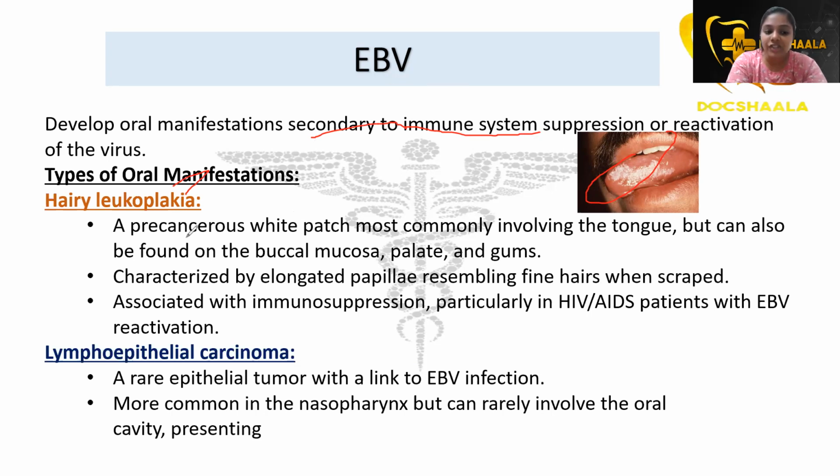So the hairy leukoplakia, which is an important precancerous white patch, most commonly involves the tongue and can also be found in buccal mucosa, palate and gums. It is characterized by elongated papillae which resemble fine hairs, associated with immunosuppression, particularly HIV or AIDS patients with EBV reactivation. Then lymphoepithelial carcinoma is a rare epithelial tumor linked to EBV infection, more common in the nasopharynx. Okay.